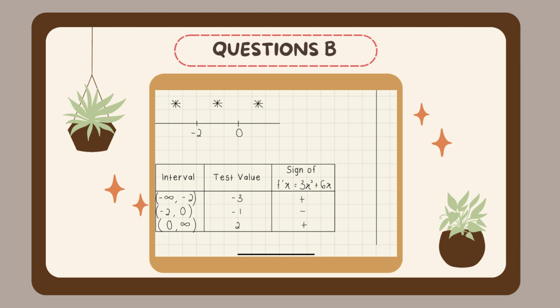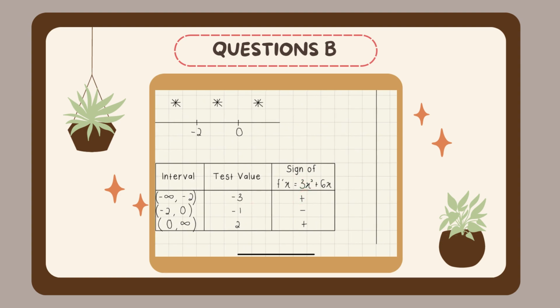Next is the sign of f prime x. How do we get this sign? We put these three test values into this equation. You just need to replace the x with these three test values and you will get the signs, either positive or negative.